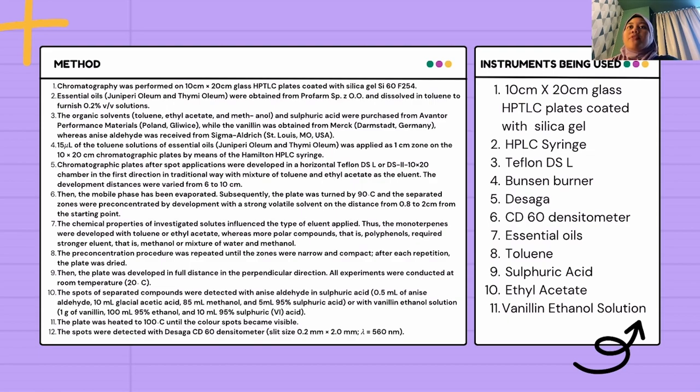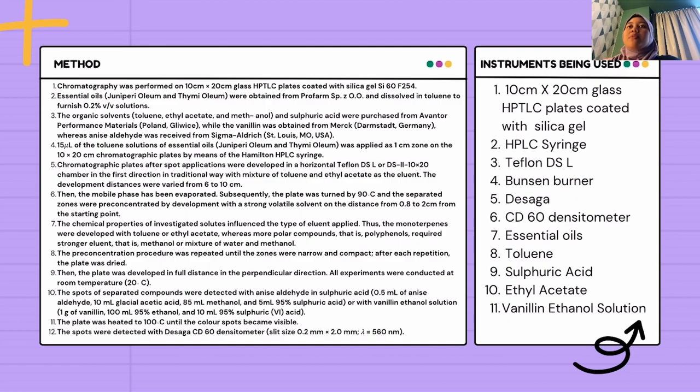The first step is that 15 microliters of the toluene solutions of essential oils was applied as a 1 cm zone on the 10 x 20 cm chromatographic plates by means of the Hamilton HPLC syringe. Next, chromatographic plates after spot application were developed in a horizontal Teflon DS-II chamber in the first direction in the traditional way with a mixture of toluene and ethyl acetate as the solvent. The development distance was varied from 6 cm to 10 cm.